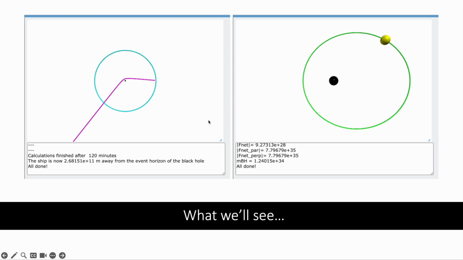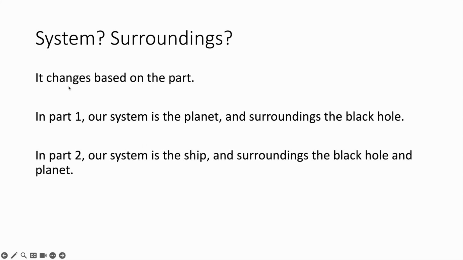So what we'll see is on the left here is part 1. We'll see we get a mass of about 1.24 E34. And then on the left here, we have part 2, and we see that trajectory is very clearly altered. So system and surroundings. In part 1, our system is the planet, and the surroundings is the black hole. And in part 2, our system is the ship, and the surroundings are the black hole and the planet.